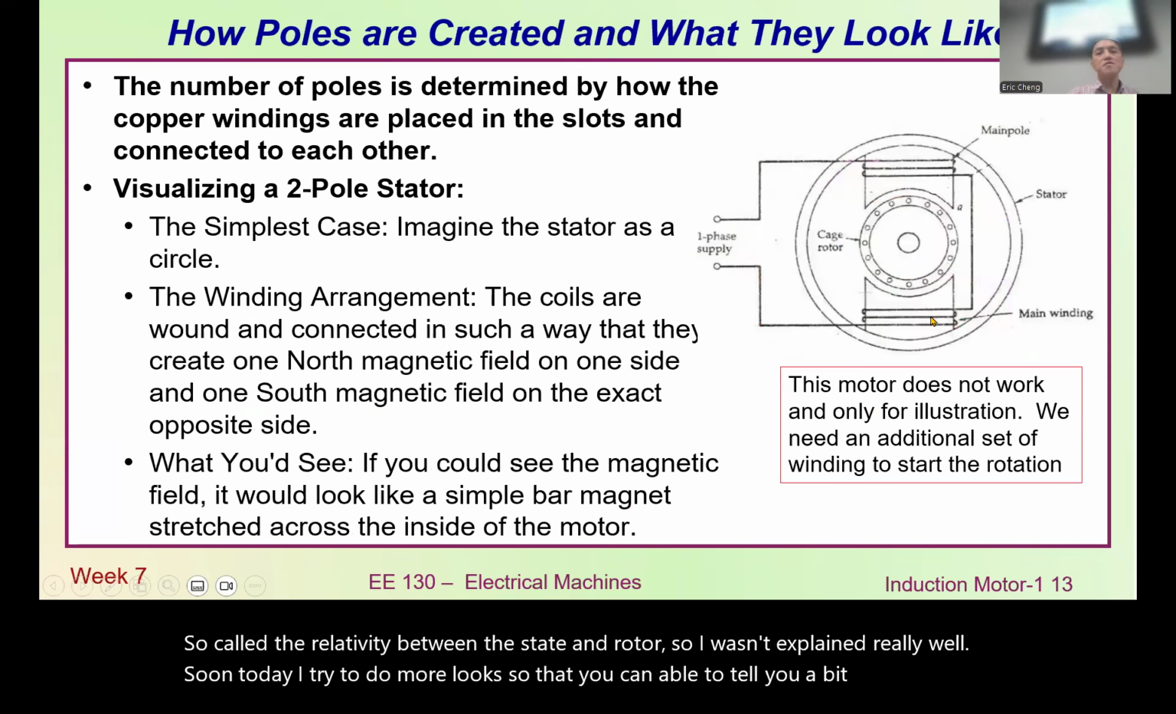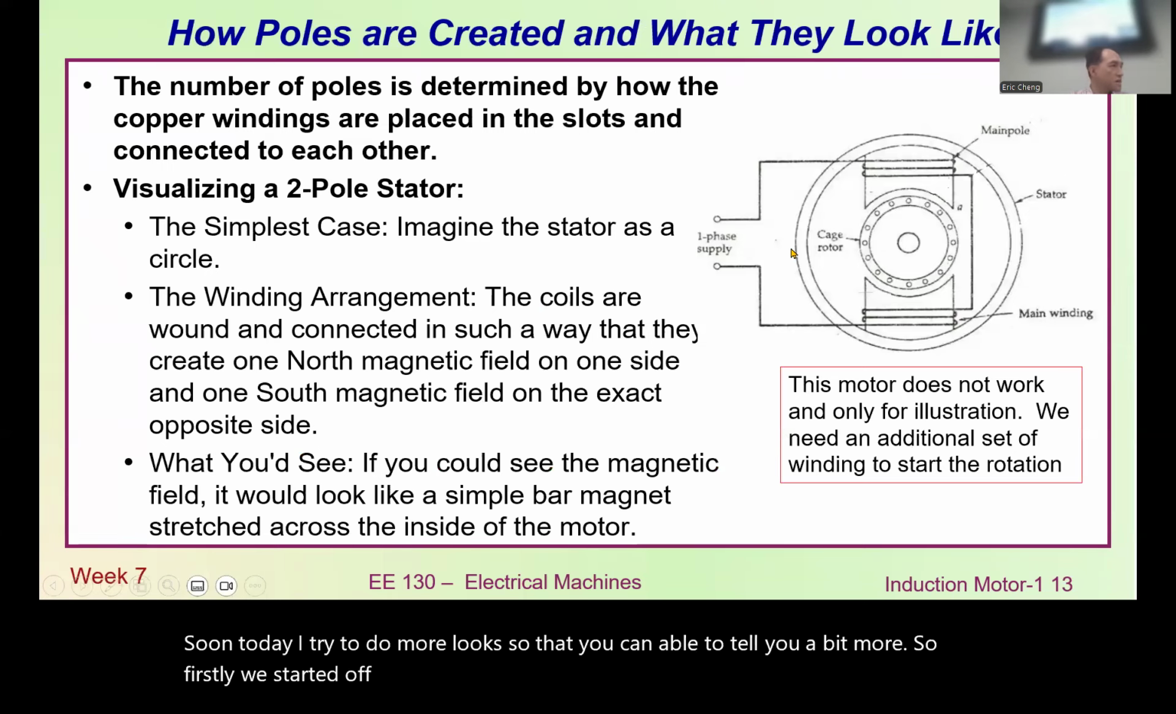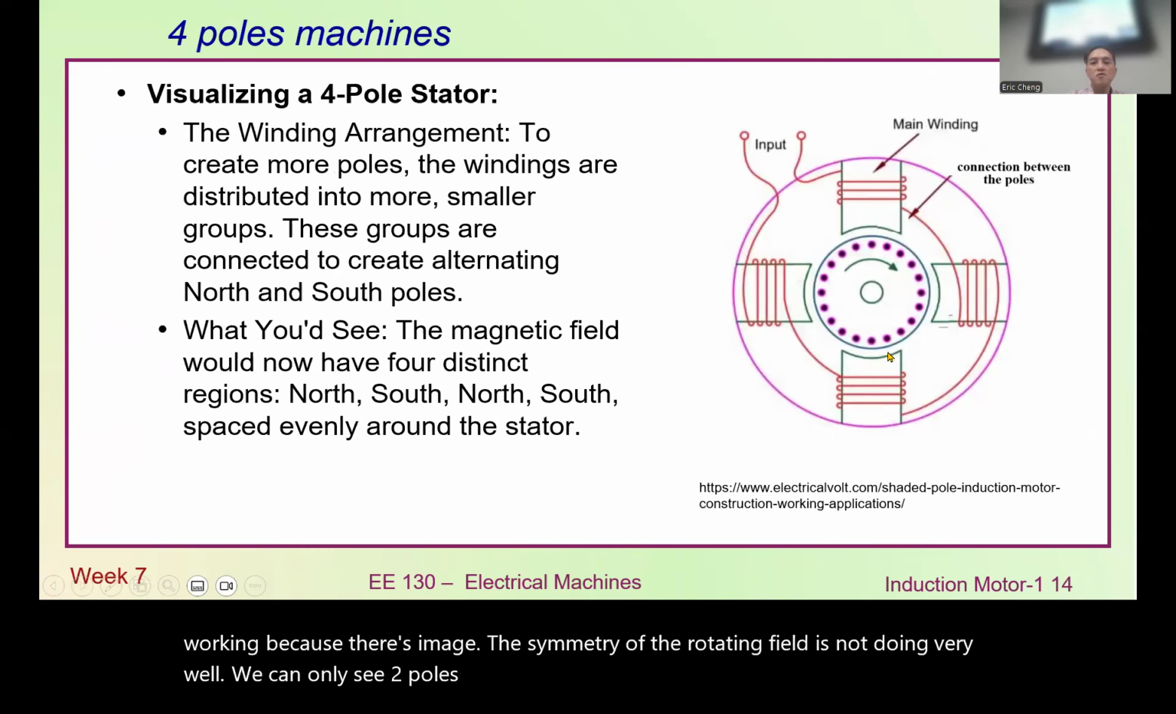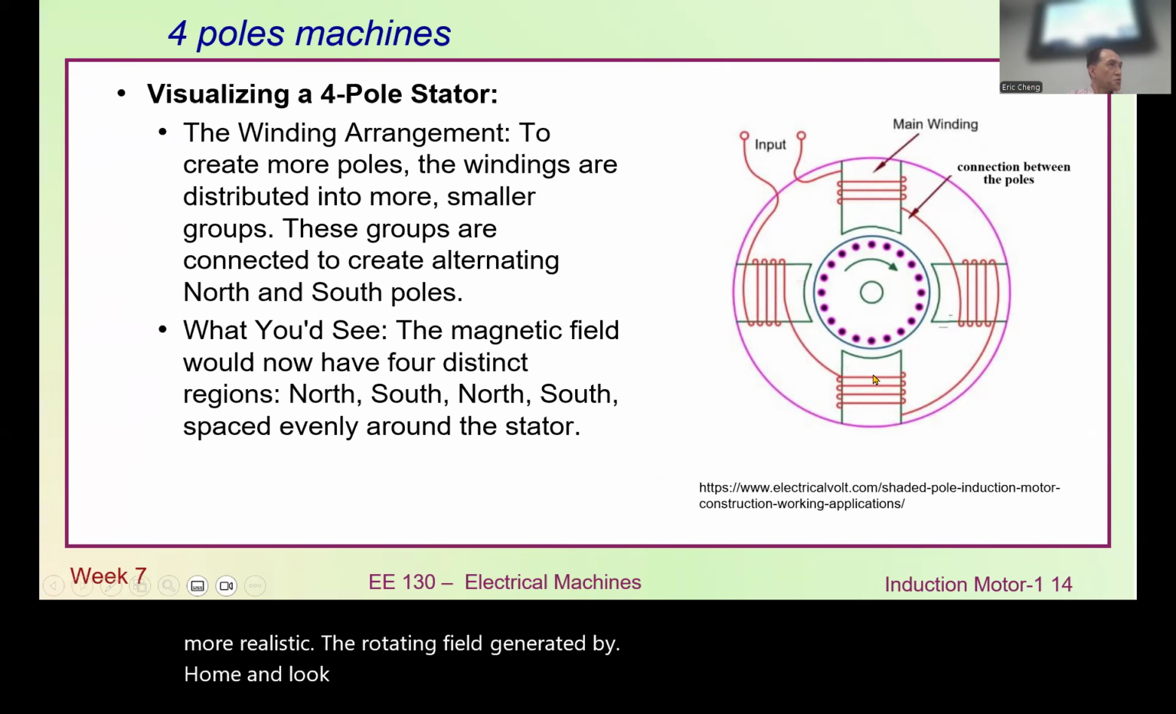So firstly, we started off with a single phase. We said the single phase is not quite working because the symmetry of the rotating field is not doing really well. We can only see 2 poles. We gradually moved on to 4 poles, which is more realistic. The rotating field generated by the 4 poles looks more symmetrical, so usually the performance will be much better too.